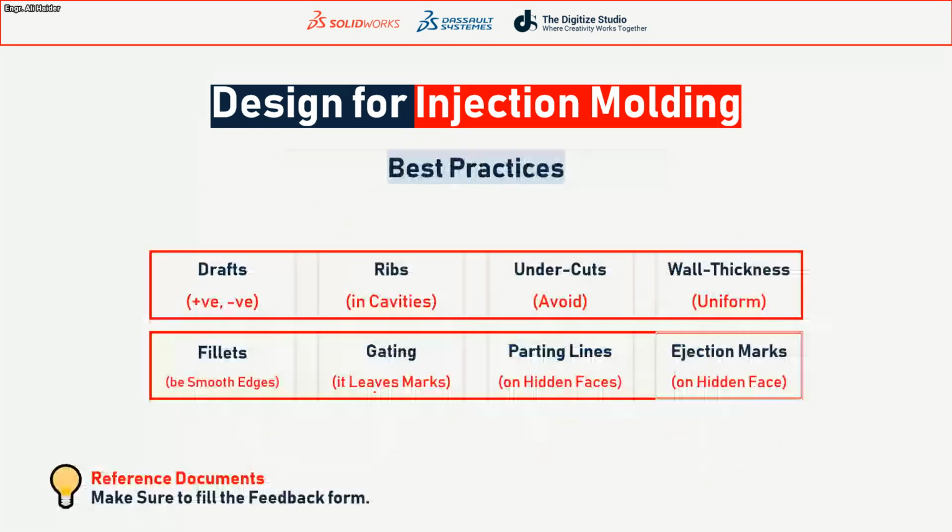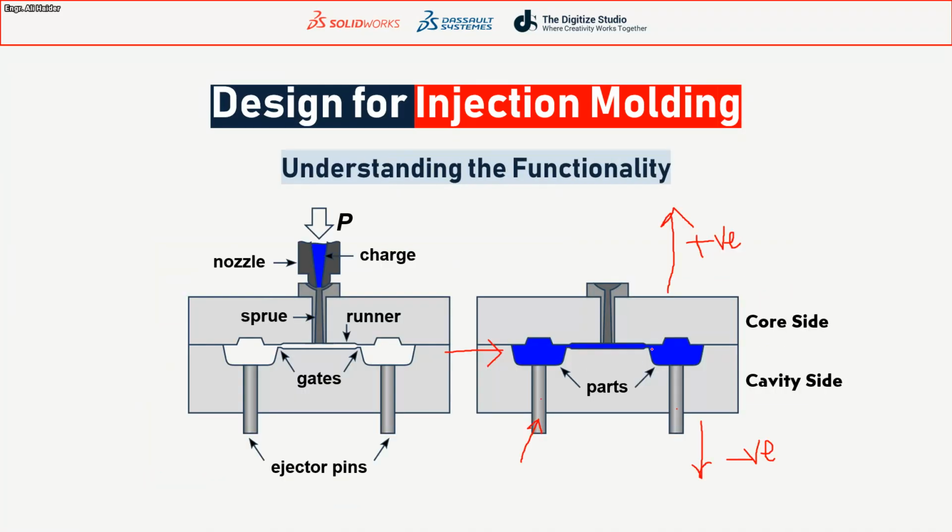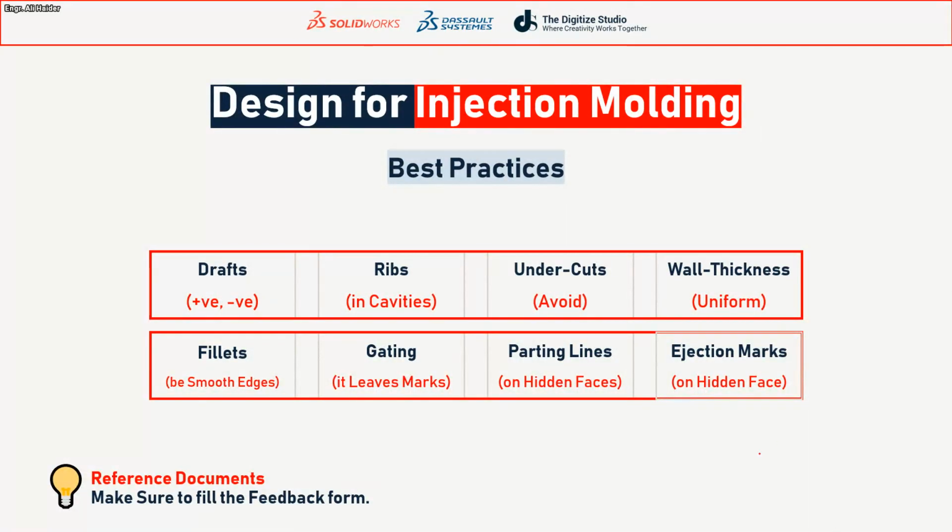So in the next slide we have some key terms and best practices that we want to understand. First of all, there are drafts. Draft can be positive, can be negative. Right here you can see it can be positive if we want it in the upward direction, and negative for the cavity side. And then we have ribs, which are structures that we want in our model where we have the cavities, because for injection molding we cannot have a solid model.